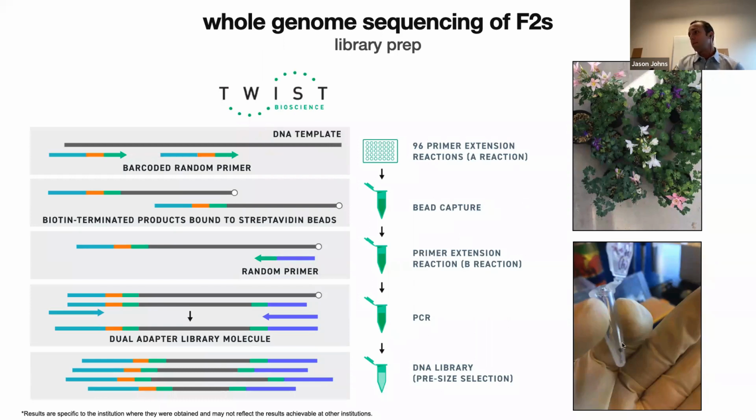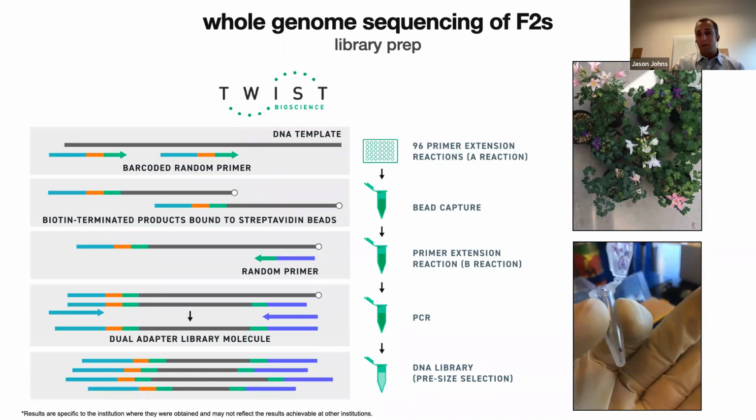And I took this picture here. This was a tube with one of the plates and just this tiny little pellet of magnetic beads representing the genome of about 100 individuals, hundreds of times over. So just amazing what we're able to do.